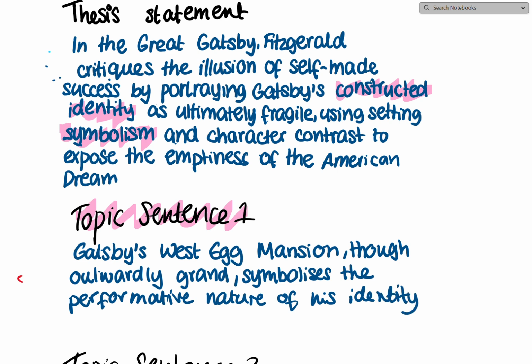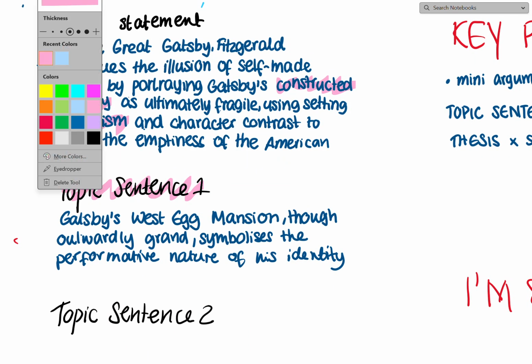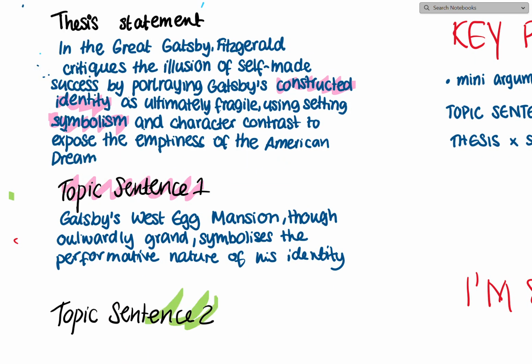Now, if you want to go really extra, you can add in his attempts to buy acceptance or other key themes from the book. But this, honestly, guys, is good enough to build a good analysis paragraph off of. So now we're going to move on to our second topic sentence.